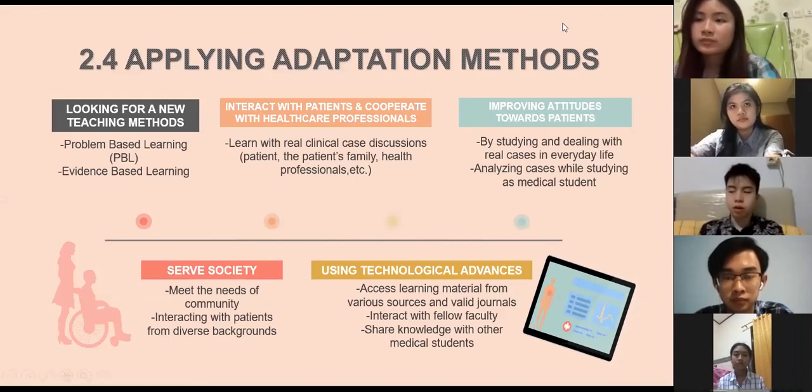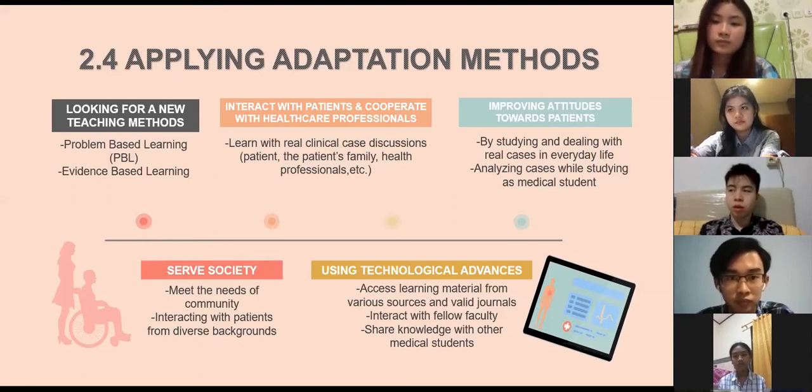to ensure patient safety. Medical students can start learning with real clinical case discussion, which consists of the patient's family, health professionals, and others. This can improve the communication skills of medical students with patients and their families. It can also help medical students appreciate and understand the complexities of medical and patient ethics.